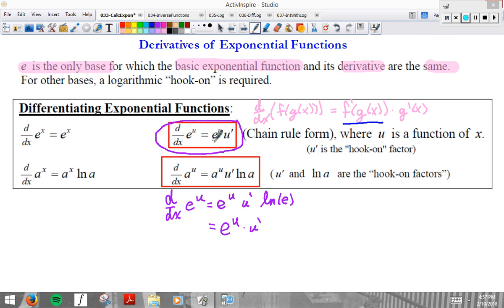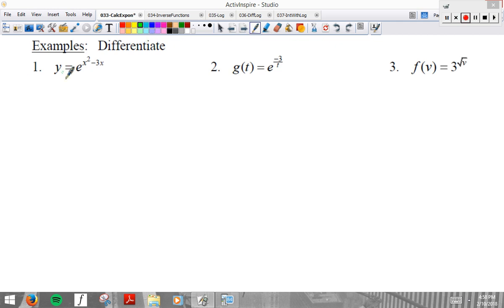Basically copy it, but take the derivative of the outside. Oh, wait, but the derivative of e is e. And then multiply by the derivative of the inside. And the inside is the exponent. That's the idea. Maybe it'll make more sense in practice.